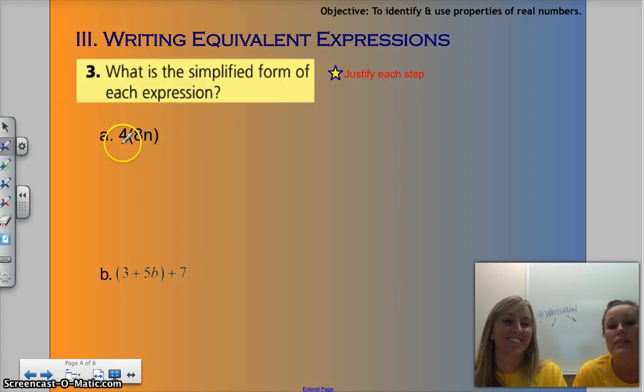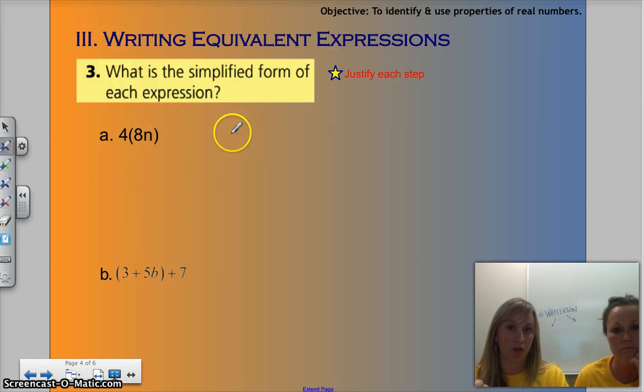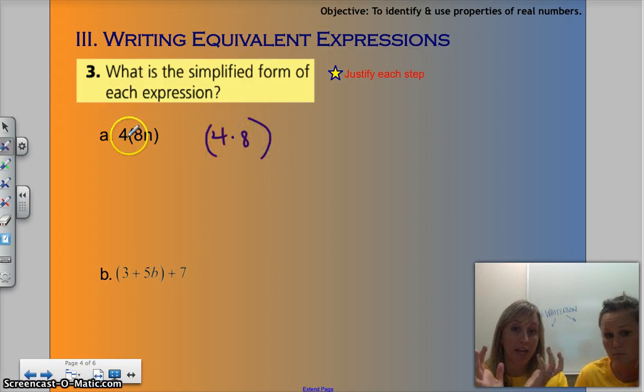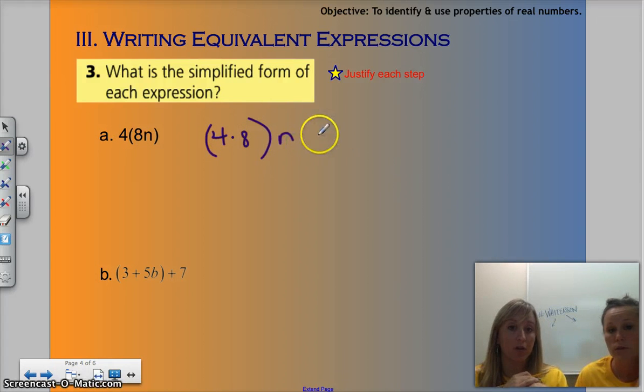All right, so in this one, we have to justify each step, and that's what we're going to do right now. So here, 4 times 8n. I want to group my like terms together, right? Correct, because 8 and n are not like terms. So 8 and 4 are. So I'm going to do 4 times 8. And we know that it's times 8 because parentheses stand for multiplication, as we remember. So I have that.